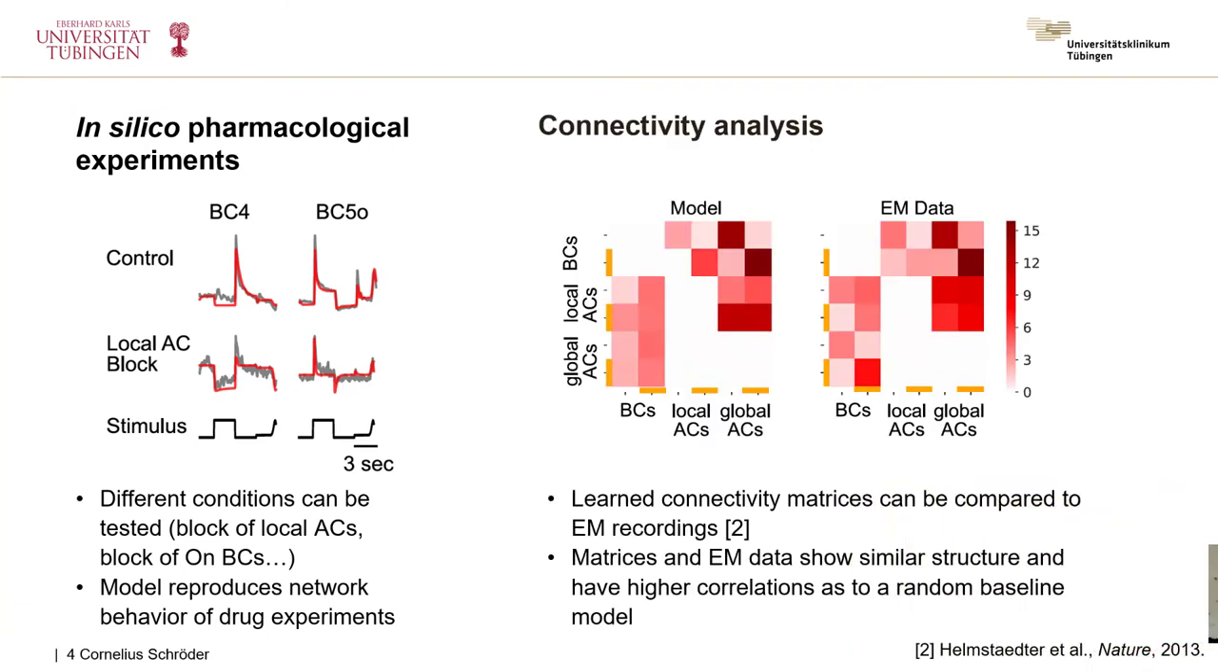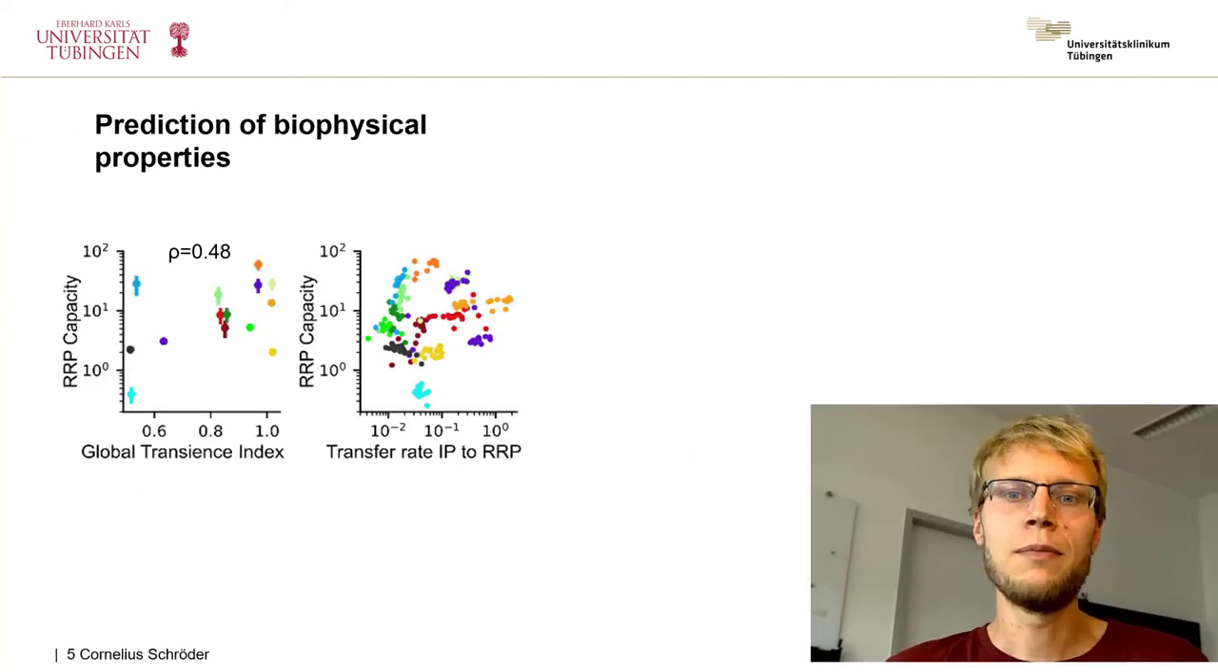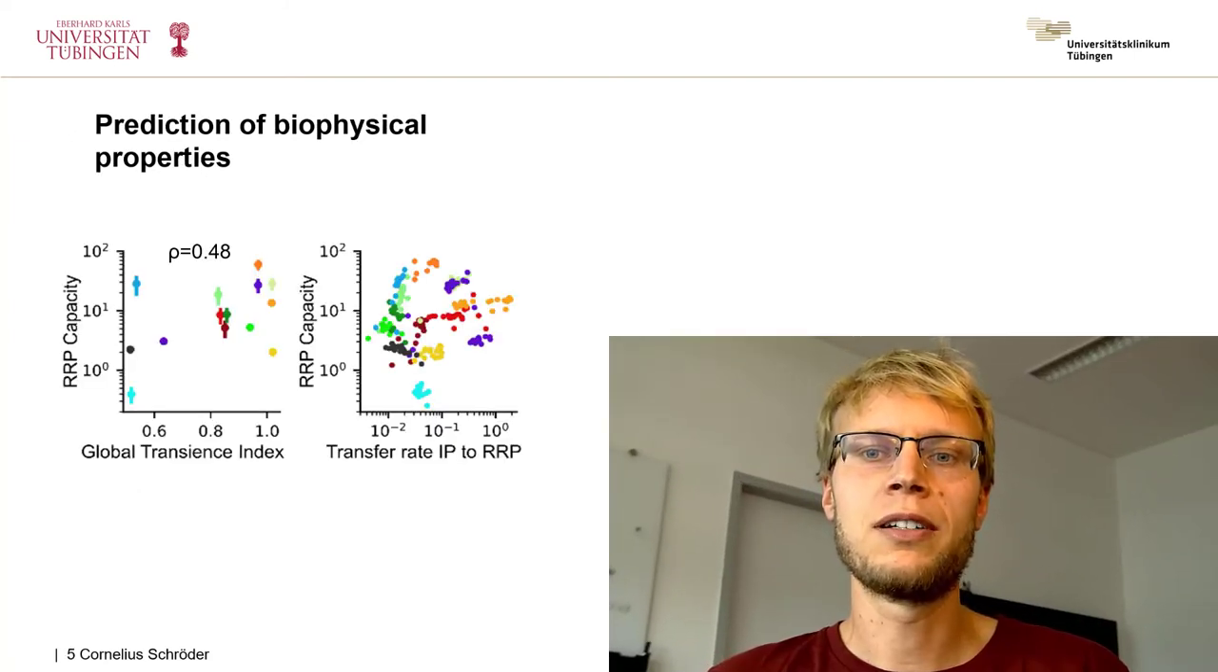We can also compare the learned connectivity structure to connectivity data extracted from EM experiments. Both matrices show similar connectivity patterns, and a quantification of these findings can be found in the preprint on bioRxiv. Finally, we can make predictions of biophysical properties, for example, for the ribbon synapse.